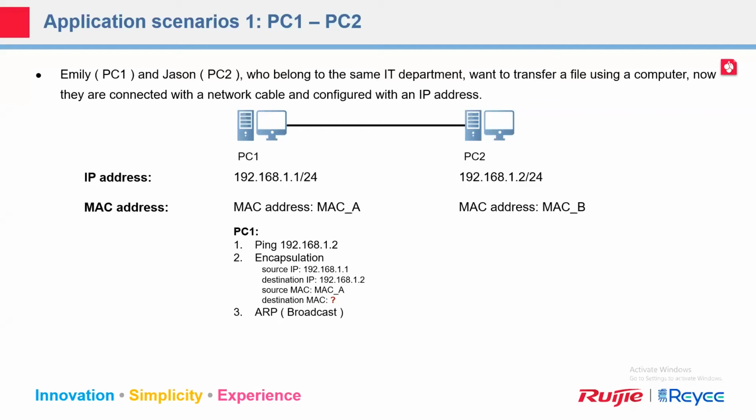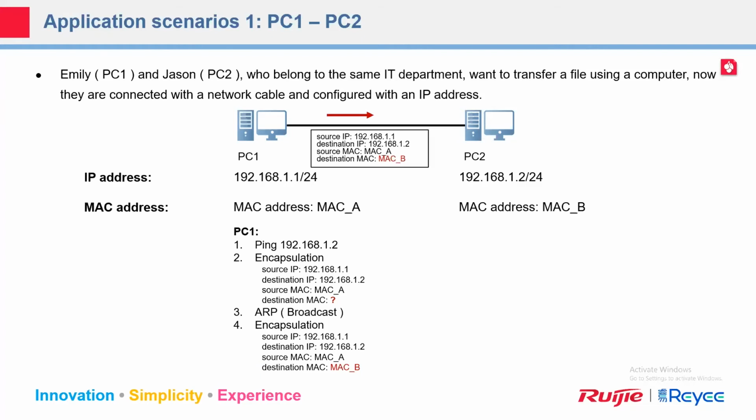After we know the MAC address is MAC address B, PC1 will encapsulate again, with the source IP address, the destination IP address, the source MAC address A, and, according to ARP, the destination MAC address B. So finally, after we encapsulate successfully, PC1 will send out the packets to PC2. And this packet is used to test the connection between PC1 and PC2.